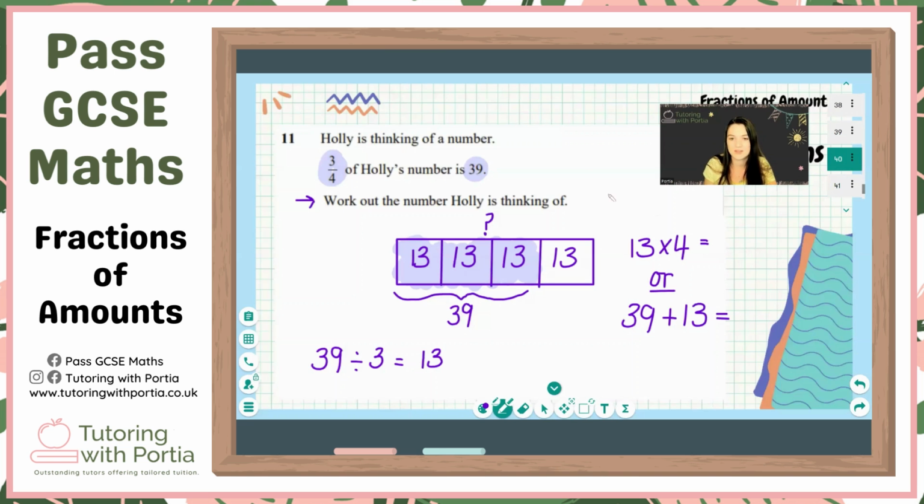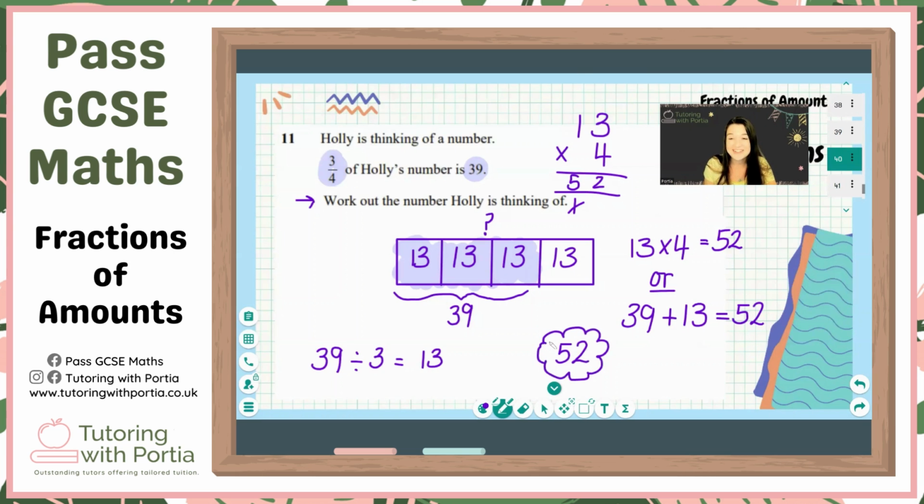I'm going to do 13 times 4, so I'm going to find some space up here. 13 multiplied by 4. 4 times 3 is 12. 4 times 1 is 4. Add 1 is 52. So there we go. We now know 13 times 4 is 52, and we can check that here. We could even do it mentally if we wanted to. Yeah, that's also 52. So we know that the amount that Holly was thinking of originally is the number 52.